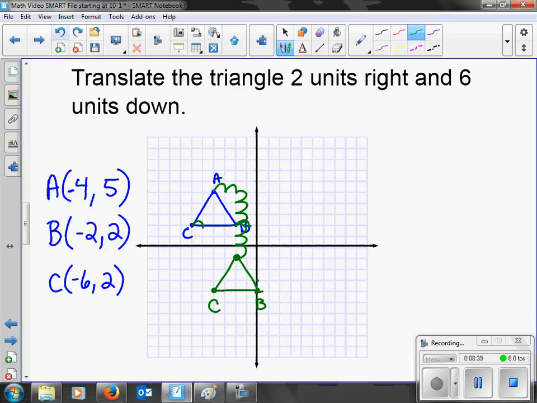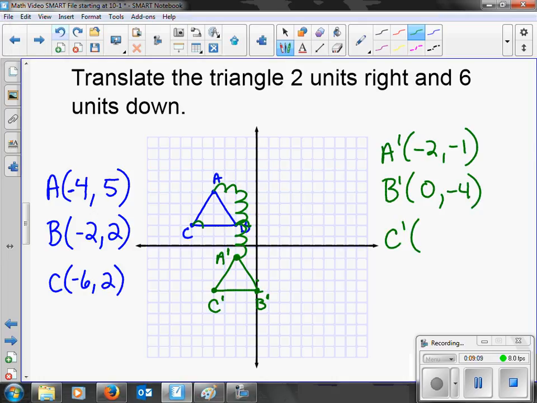And remember, we call them A prime. You have to draw the little kind of apostrophe. So A prime is now at what location? Let's see, at negative 2, comma, negative 1. And then B prime is at 0 because it's on this y-axis, so it's 0, comma, negative 4 because it's 4 units down. And then C prime is negative 4 units over, and then 4 units down, so it's negative 4, comma, negative 4.